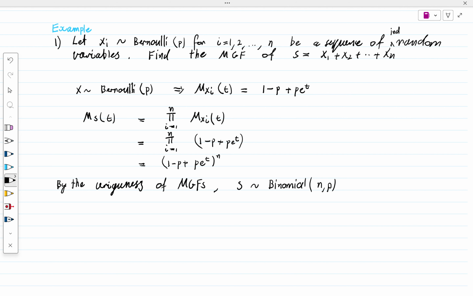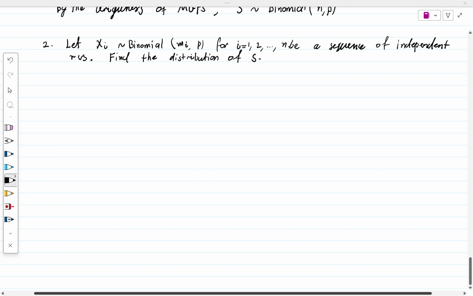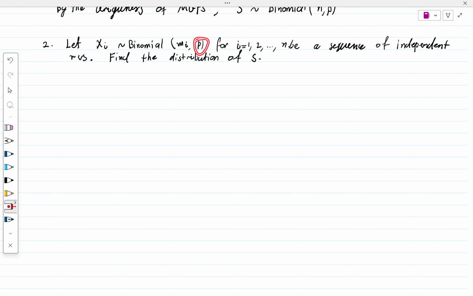Let's have a look at a second example. In this example, X_i is going to be a binomial distribution with parameters m_i, so each of these X_i's has its own unique number of trials, but all have the same parameter p. And that's again going to be for n independent random variables. Find the distribution of the sum, which I should say is equal to X_1 plus X_2 plus dot dot dot plus X_n.